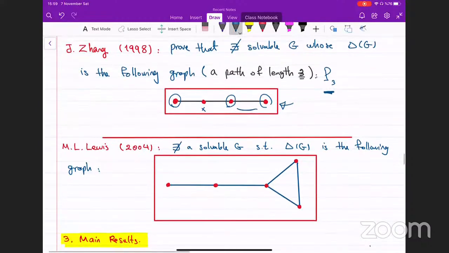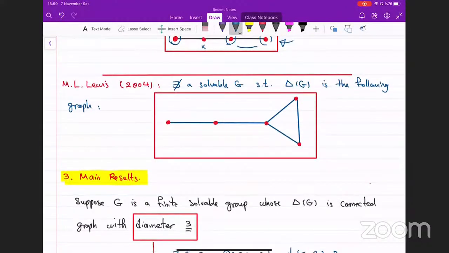Also, Lewis in 2004 proved that you can find a solvable group whose delta G has this structure. So it is a graph with diameter, look at this one, 1, 2, 3. So the diameter of, let's say not delta G, because this is not delta G, let's call this gamma. The diameter of gamma is 3, and we have one triangle, so it has a unique triangle. It is a graph with diameter 3. So this graph is not the prime graph of any solvable group.